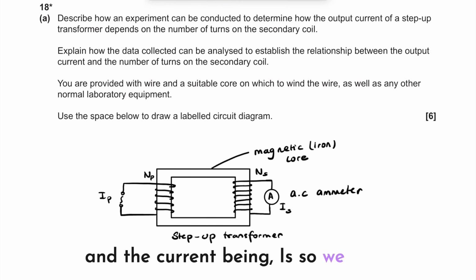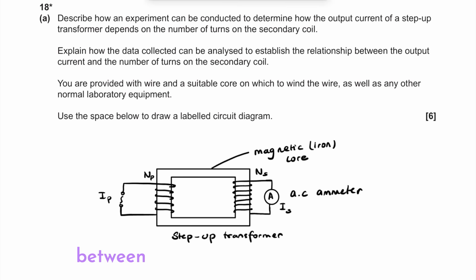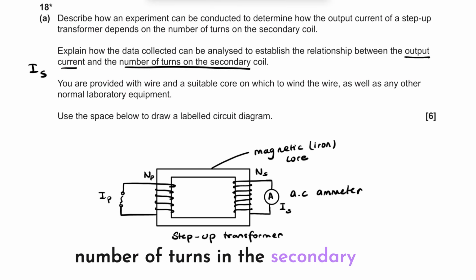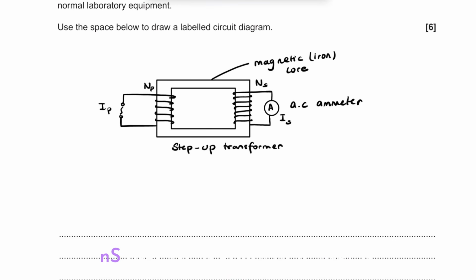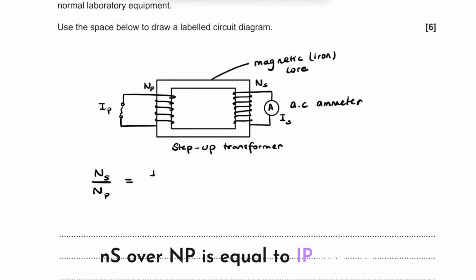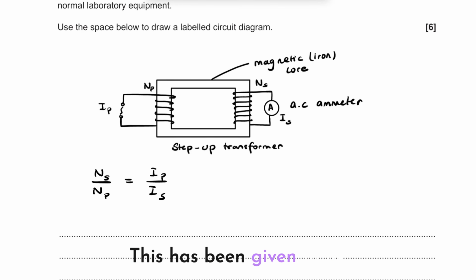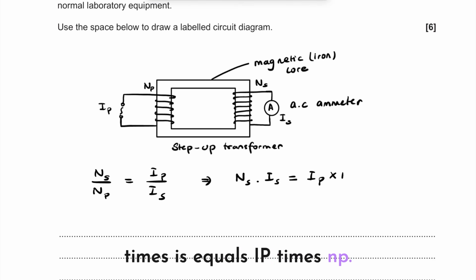So we have to work on finding a relationship between the output current and the number of turns in the secondary coil NS. Let's start with the formula first. NS over NP is equal to IP over IS. This has been given to us. If I rearrange this formula, I would end up getting NS times IS equals IP times NP.